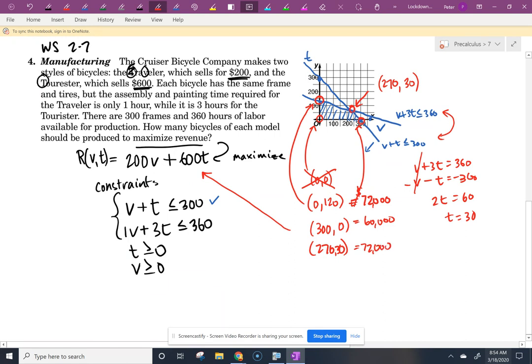My feasible region gave me 2 answers for maximum value. You could either make this or this. Both would be profitable. So I feel like there's my 2 answers. I could make 0 Travelers and 120 Touristers, or I could make 270 Travelers and 30 Touristers. Wouldn't matter. Those would be my maximum profit.